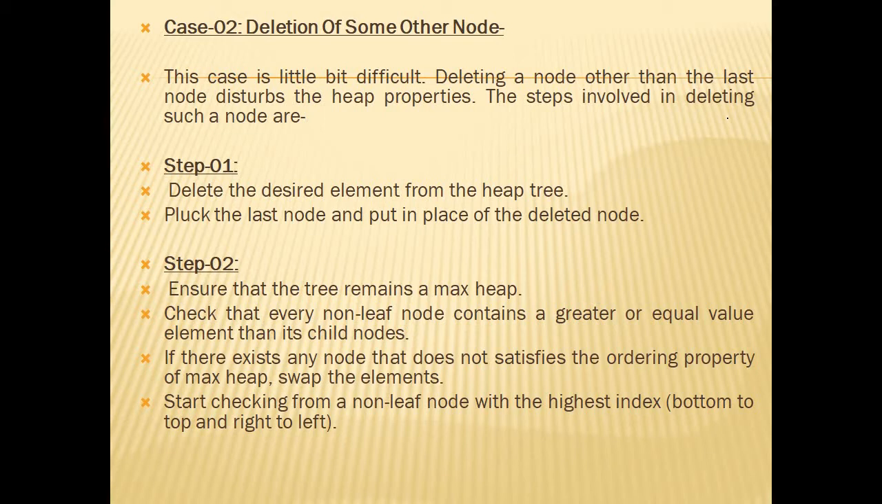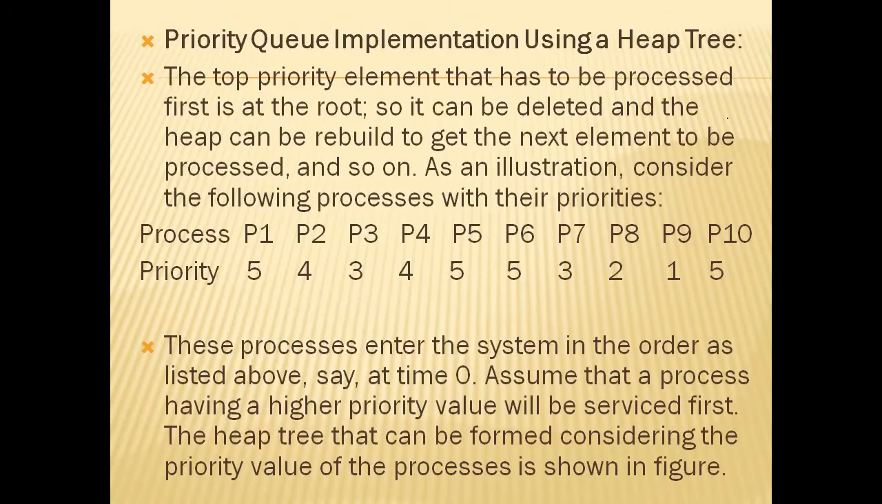Step 2, ensure that the tree remains a max heap and check that every non-leaf node contains a greater or equal value than its child nodes. If there exists any node that does not satisfy the ordering property of max heap, swap the elements. So start checking from the non-leaf node with the highest index. Just as we did at the time of insertion, we need to do the same. So when you remove a node which has children, remove that one and replace it with the child value. Again you check whether it is following the heap property or not.